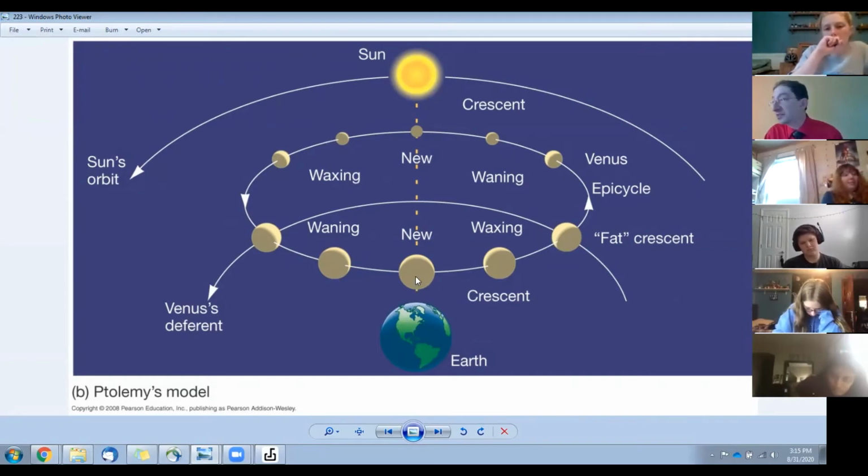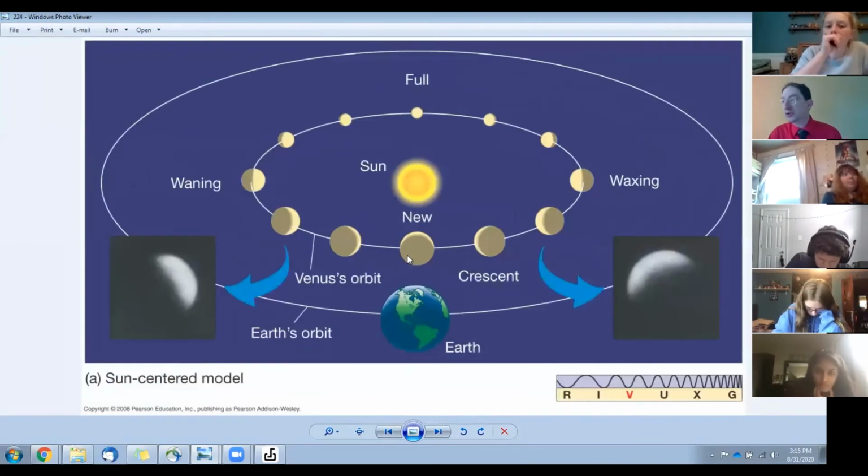Here it's a new Venus because it's between us and the sun. And as we move over here, it becomes a crescent. But then we come back between the Earth and the sun. So it goes from new to crescent to new to crescent to new. You never achieve a quarter Venus or a gibbous or a full Venus in the geocentric model. It's always got to be a crescent or less.